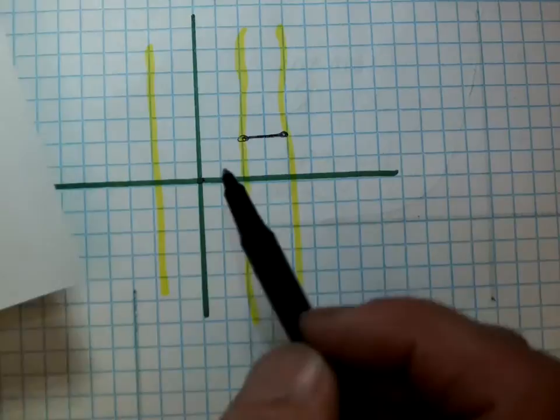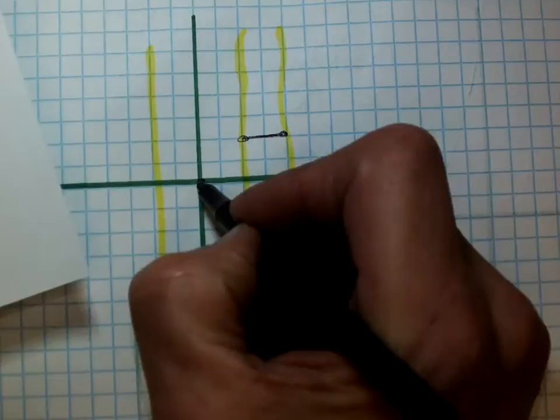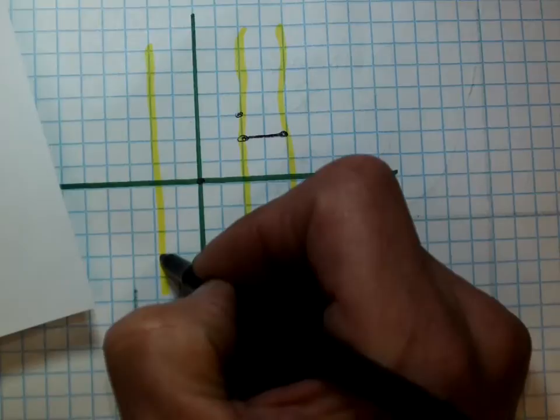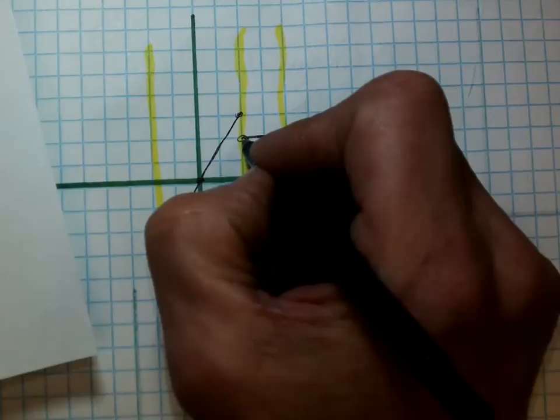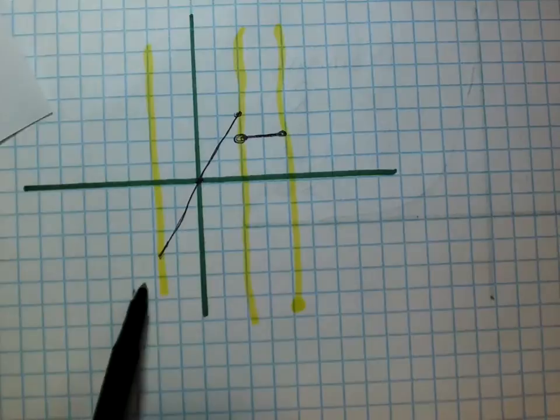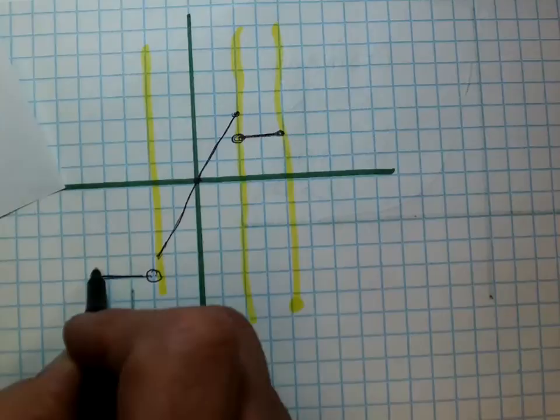Start at 0, up 3 over 2, down 3, back 2. I get this line here. One of these has to be open. That's all right. Doesn't matter. There you go. And then negative 4, which is here, at negative 4. So this graph looks good. How's that?